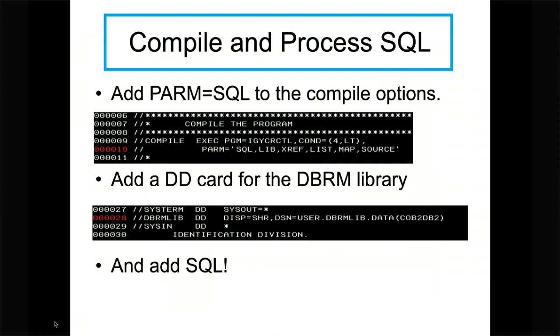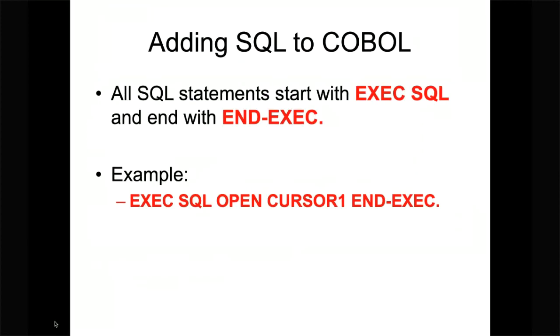The second thing that you need to do is add a DD card pointing the COBOL compiler to the PDS where the DBRM will be kept. On the second graphic, line 28 is in red, and you can see the DBRM lib DD card, and that just points to a member of a PDS. And then the third thing that you need to do is just add SQL to your program. And that can come in so many different ways and formats.